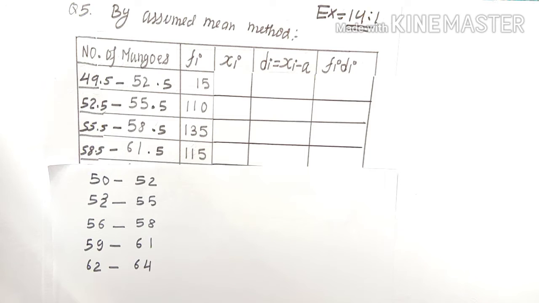Question number 5 from 14.1. Do refer to the question properly from your textbook. So we need to find the mean by using any of the methods. Let us find the mean by using the shortcut method.